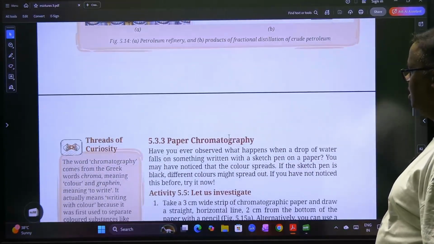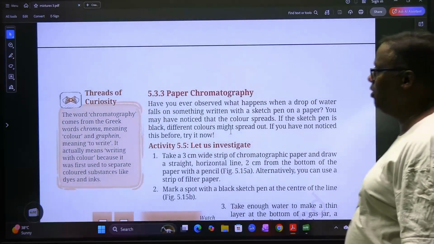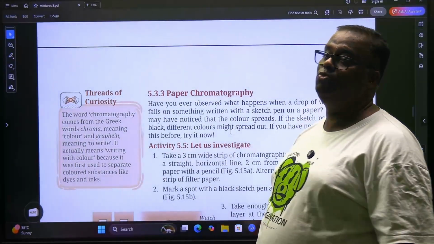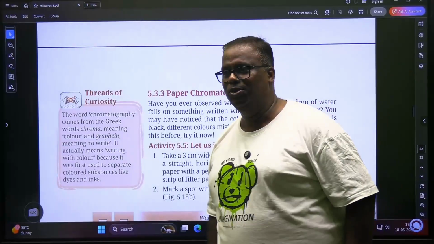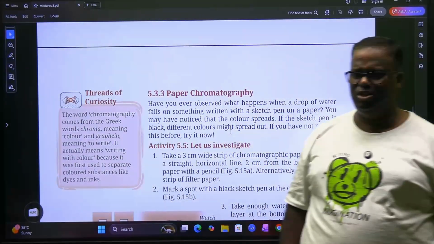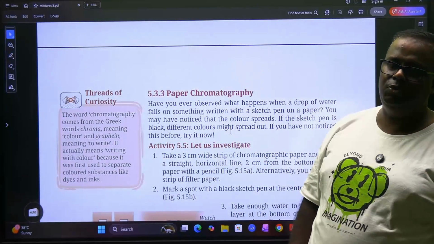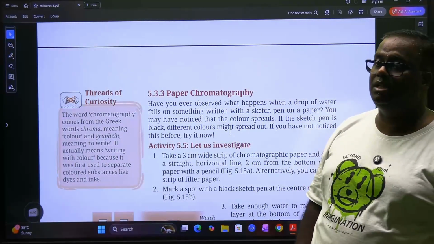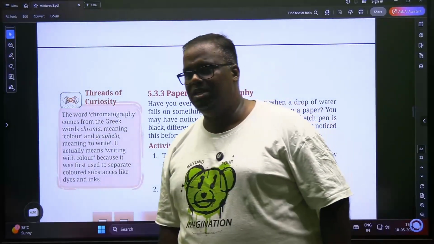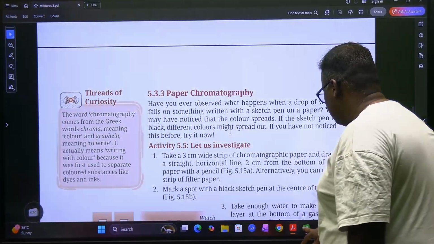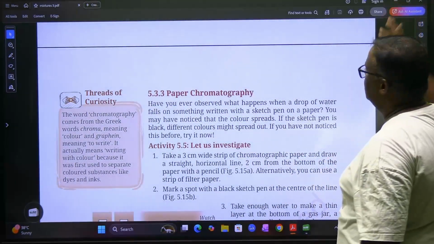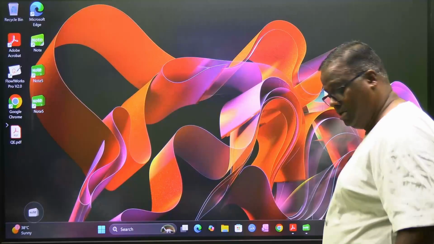Next is paper chromatography, something very much used in forensic sciences. Let's understand what chromatography is. Very simple: it is a process in which you can separate the pigments present. Wait, let me explain it from here.